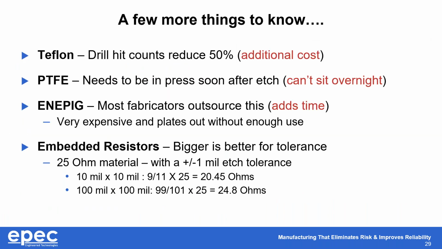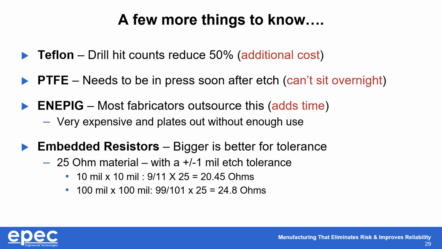So, a few more things to know. One, when you're talking about Teflon materials, why does it cost so much? Well, we all know that Teflon materials are wildly expensive. But at the same time, your drill hit count is reduced by 50%. You have to slow your speeds down on many of these processes. So just your drilling time could go up by a factor of 2. That's an additional cost in Teflon.